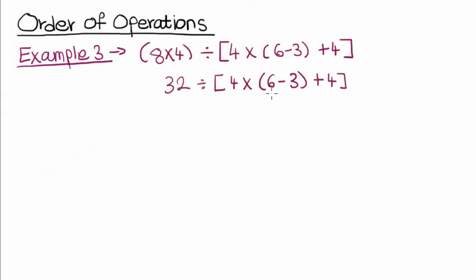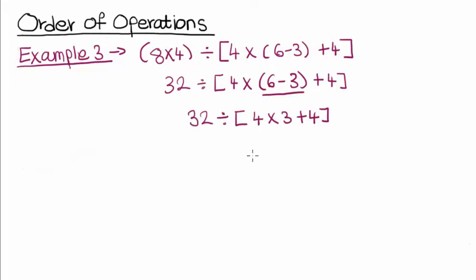Over here, we have something called a parentheses inside a parentheses. Now, you can have as many parentheses as you want inside a parentheses, that doesn't really matter. But what we need to do is work from the inside out. So the first thing that we do is evaluate the parentheses that is inside the parentheses. So we evaluate 6 minus 3 to give us 3.